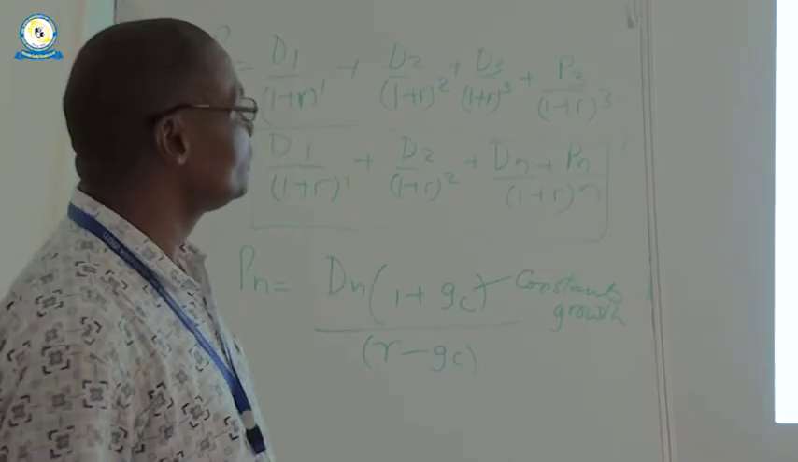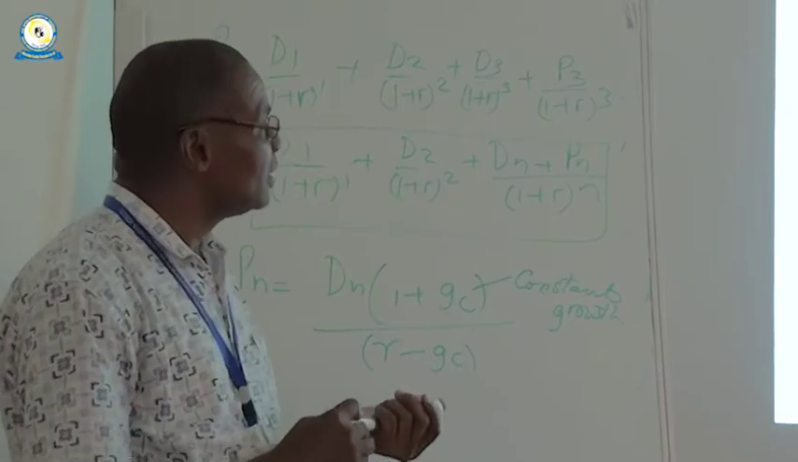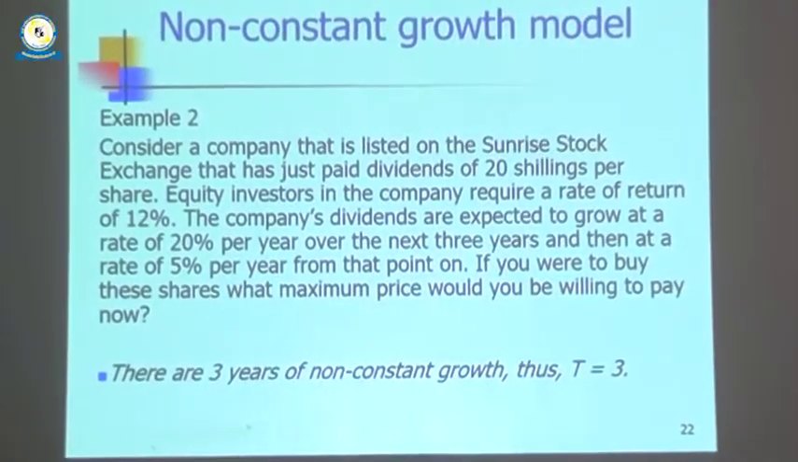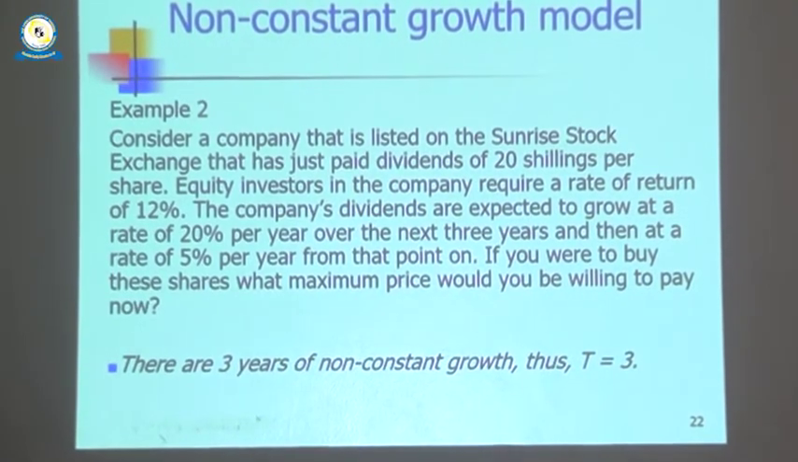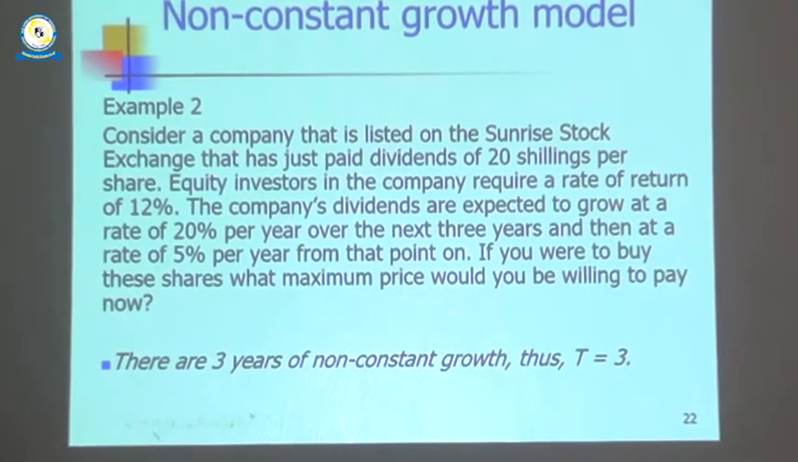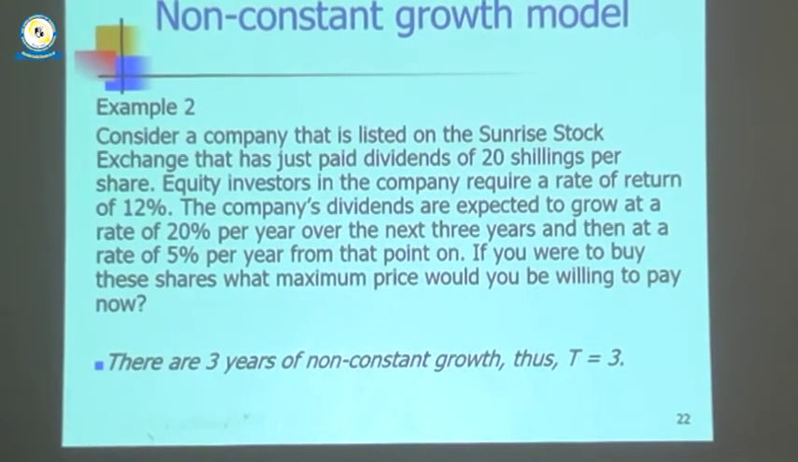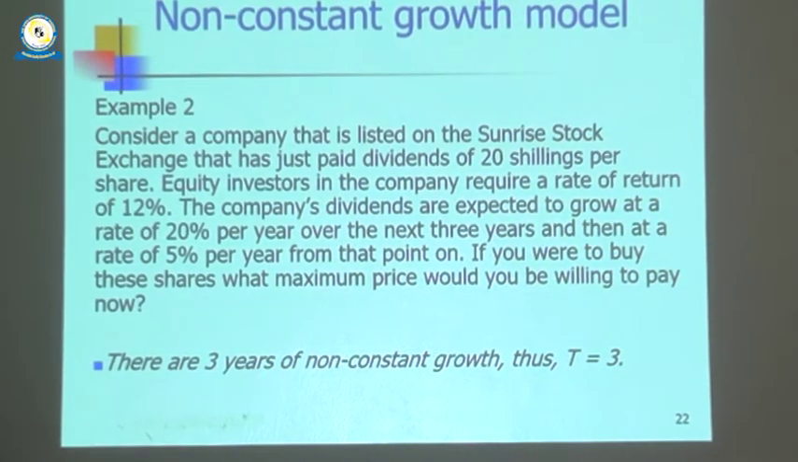For example, consider a company that is listed in the Sunrise Stock Exchange that has just paid a dividend of 20 shillings per share. Equity investors in the company require a rate of return of 12%. The company's dividends are expected to grow at a rate of 20% per year over the next 3 years, and then at a rate of 5% per year from that point on. If you were to buy these shares, what maximum price will you be willing to pay?